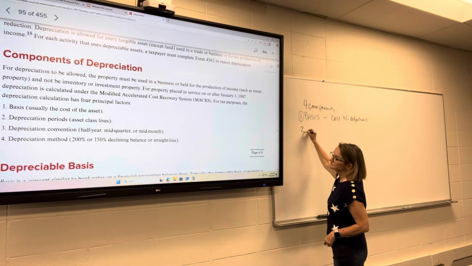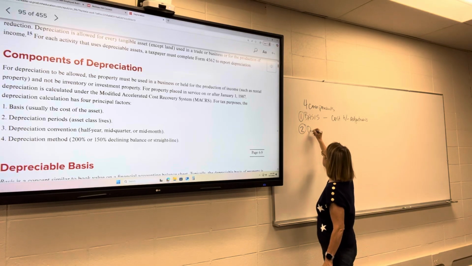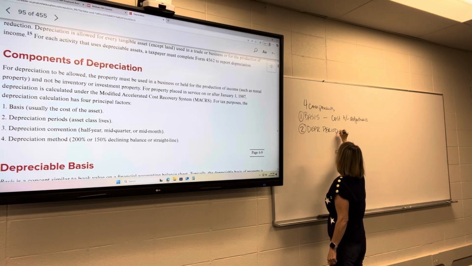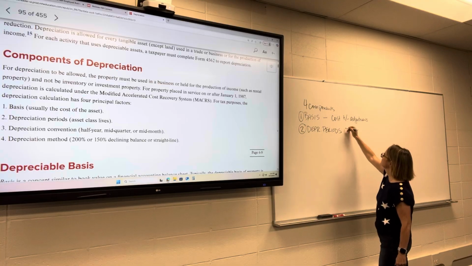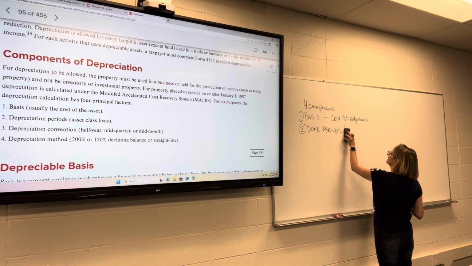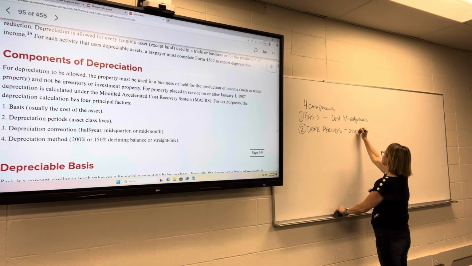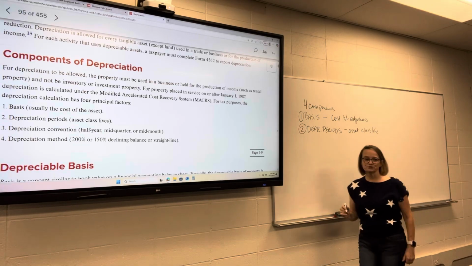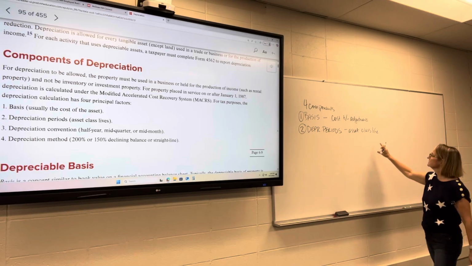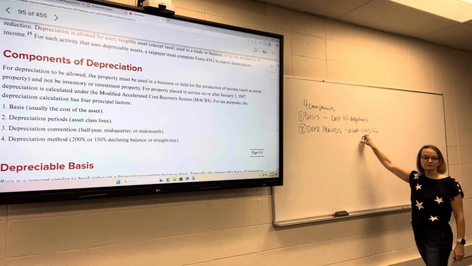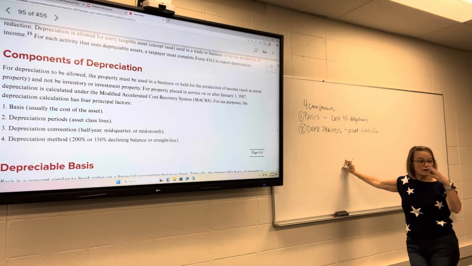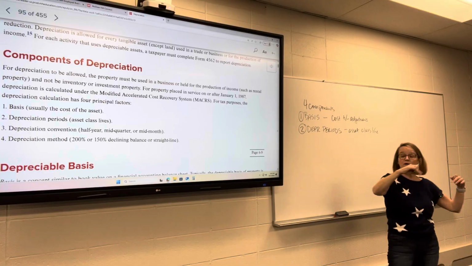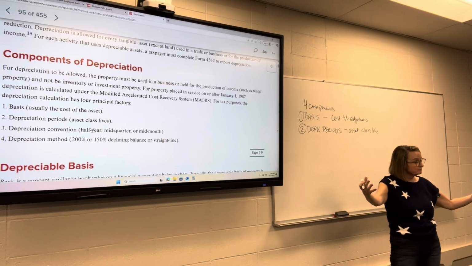Second one is our depreciation period. So we also call this the class life. So how long do we get to depreciate it over? And the word class should tell you that there are different classifications of assets, and depending upon the classification of the asset, that will then determine what your depreciation period is.